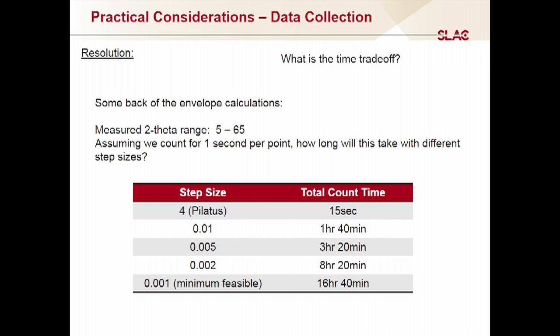I'm sorry, in steps of 4 degrees. Have that wrong. So 4-degree steps will give us enough coverage to stitch all of that together. And so we're really looking at about 15 seconds of total count time. So this is a pretty fast measurement. If we need to use a point detector, then we have to take fairly small steps. And if we take a step size of 0.01 degrees, we're looking at about 1 hour and 40 minutes to cover that 60 degrees.